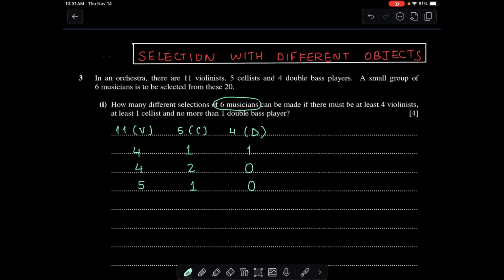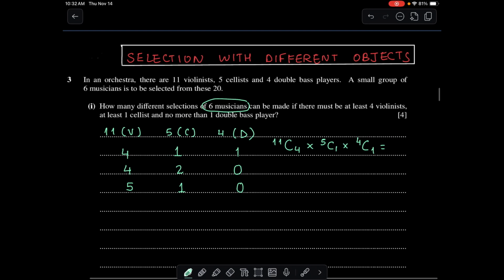So from 11 violinists, I need to choose 4. So that's going to be 11 choose 4 times, from 5 cellists, I need to choose 1 cellist. So that's going to be 5C1 times, from 4 double bass players, I need to choose 1. So 4 choose 1. If you calculate that, it comes out to be 6,600.